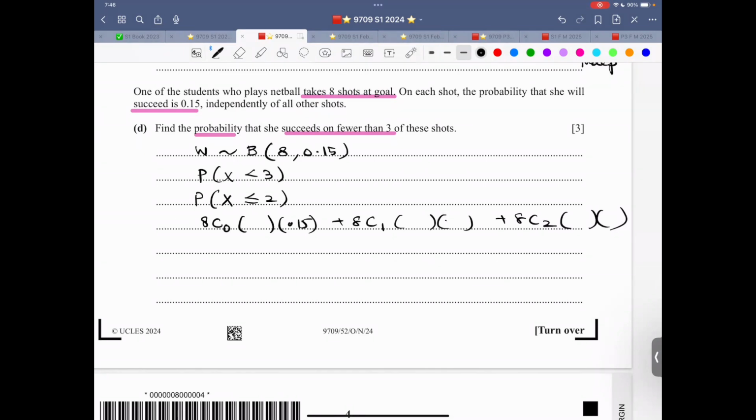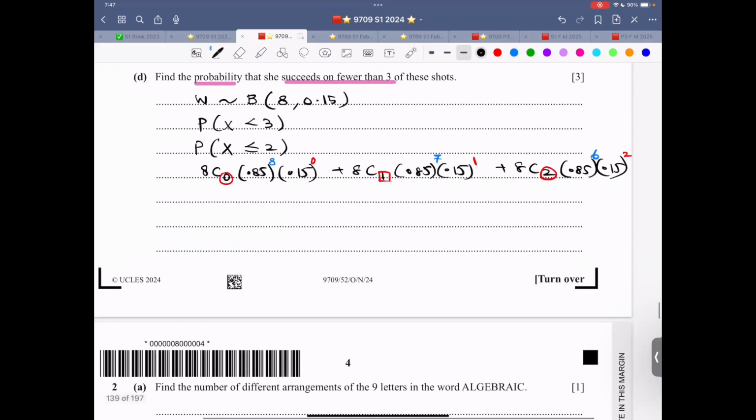This is success 0.15, 0.15, 0.15. This is failure 0.85, 0.85, 0.85. And the success power 0 goes over here, power 1 goes over here, power 2 goes over here. And for the failures there is a difference of 8, and this is 7, and this is 6. So you write down all these 3 probabilities. Make sure to write down the answers.